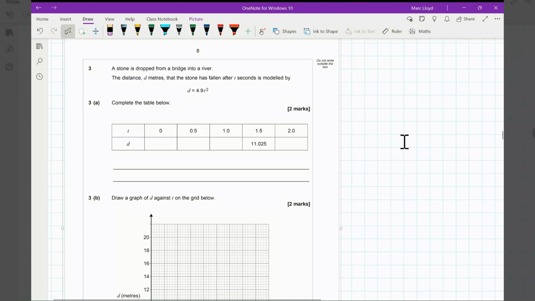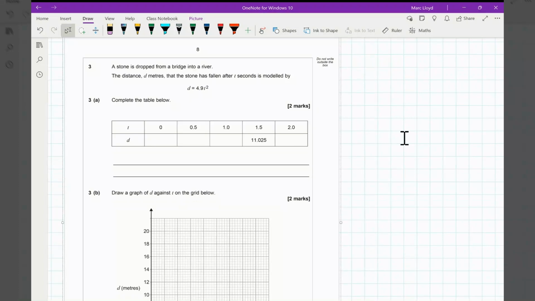Hi there. So question 3, just a reminder that question 1 and 2 are the same on 2A, 2B, 2C. I've already done 2B many months ago. So we're starting off on question 3 here.